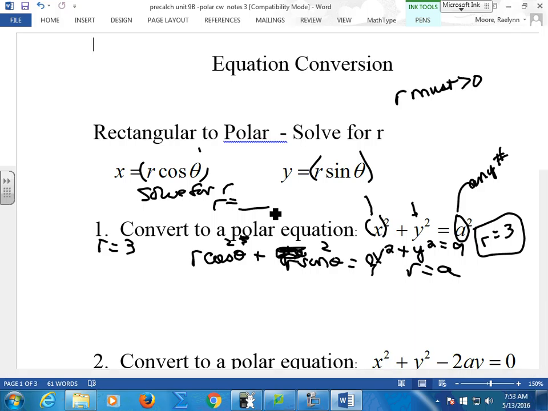To get r by itself, what would I do? What are we going to do? So I would divide by r. You can't divide by r, because then we get rid of this, but r would be here, it would be 9 over r. So if I want to get r by itself, what could I do to this? Factor out the r.